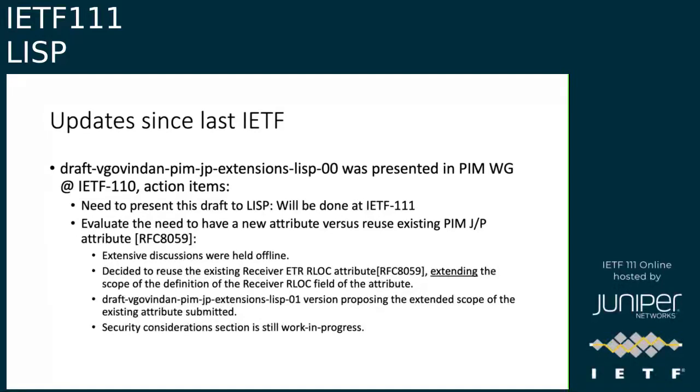Currently, in implementations, I know it's just hard-coded, or you have to configure on the ingress what groups to use. What we would like with this new draft is to have the receiver XTRs, the ETRs, specify which group to use for the encap. That is the goal of this. And then there was a question: can we reuse the existing RLOC attribute in 8059 and encode the group address, or do we need to create a completely new attribute for this purpose? All right, I'll pause again. Let me know if any questions.